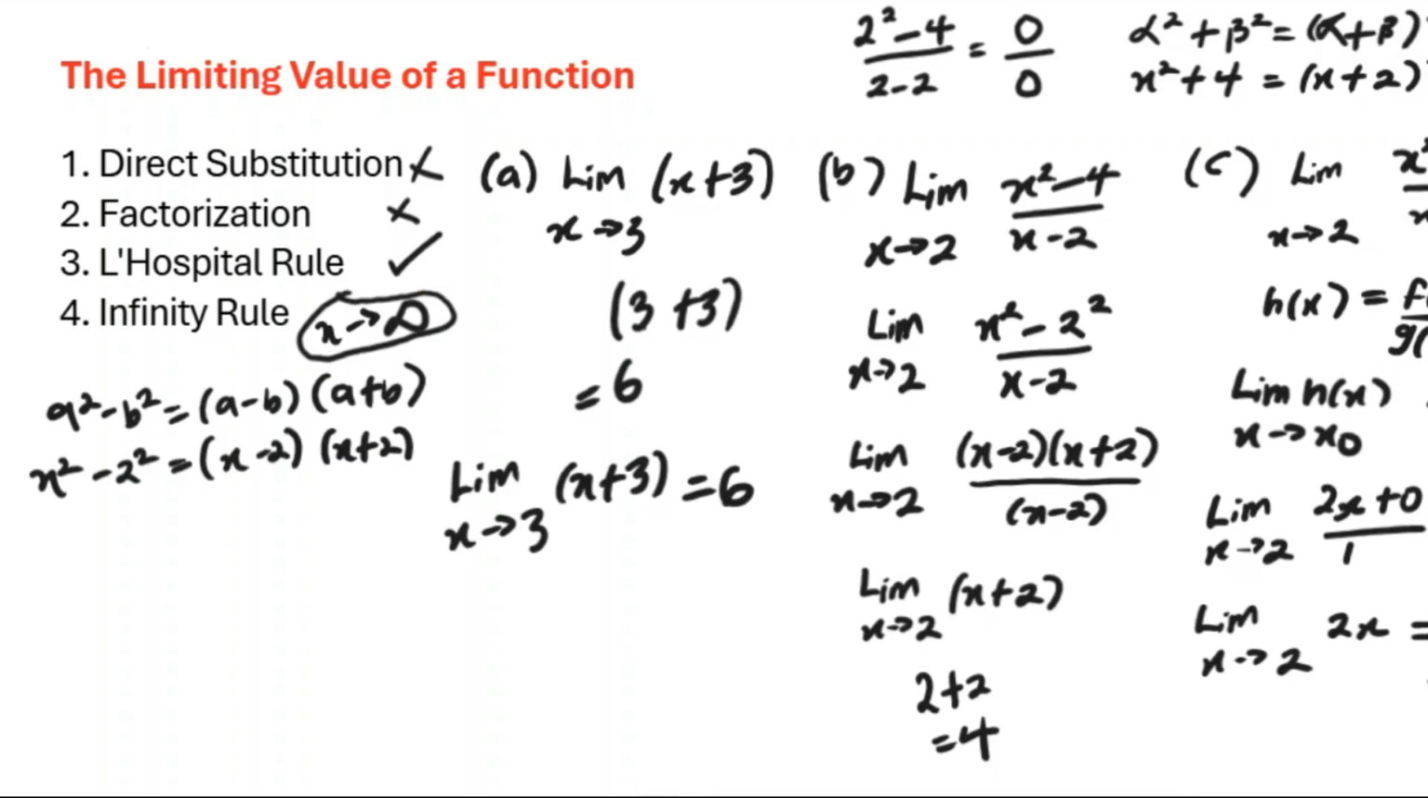So now let's take a look at an example. Let's say we are to find the limit as a tends to infinity of 3 plus 5a squared divided by a plus a squared. Now I want to find the limit as a tends to infinity of 3 plus 5a squared divided by a plus a squared.